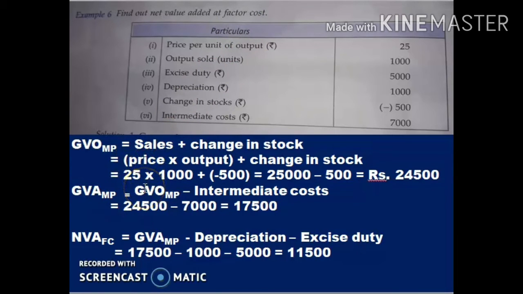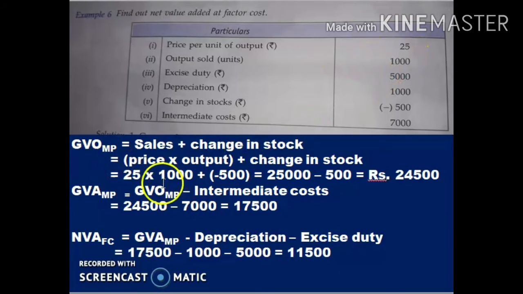You want the gross value of output minus intermediate cost. So at first you just find the GVOMP. So sales plus change in stock is the formula for that. So here you can see price per unit of output is another form of question. So price and output is given, so you can multiply these two.